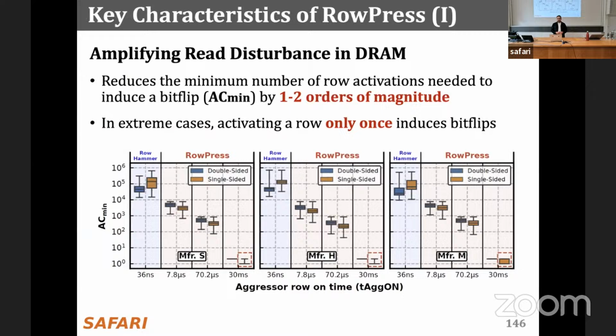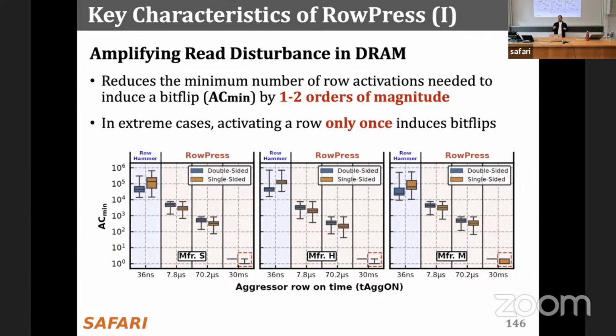When we look at the change in the minimum activation count to induce the first bit flip, the abbreviation is a little bit different here, AC-min. We observe that we can reduce this necessary activation count by 1 to 2 orders of magnitude in a practical way. Here on the x-axis, we have the time that we keep a row open for. In the first column, we keep the row open for 36 nanoseconds. This is the minimum you can do. And here 7.8 microseconds, 70.2 microseconds, and 30 milliseconds, just these points that we selected.